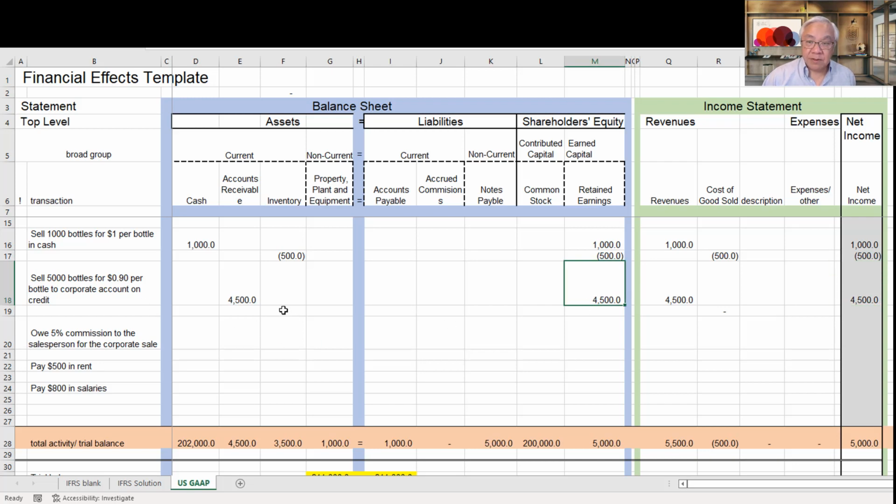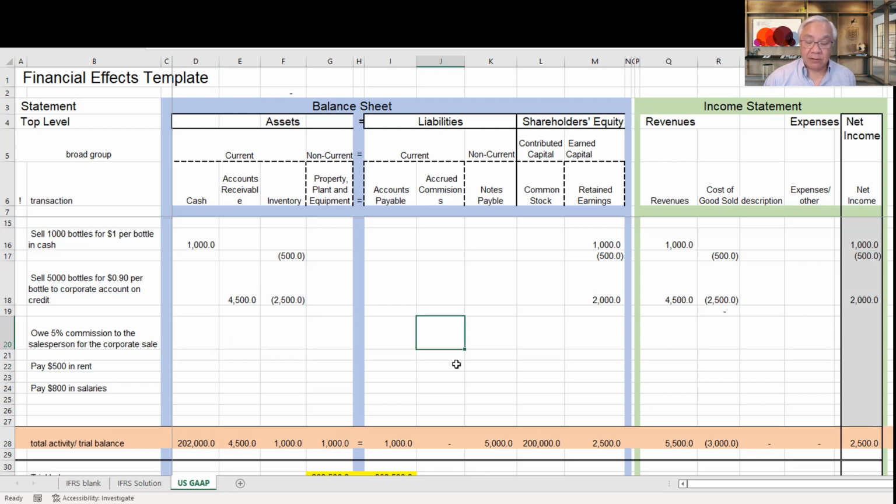But we sold some lemonade, so we have to take out the cost. The 5,000 bottles cost us 50 cents each, so that's $2,500. And so here it costs us $2,500. So now we're back okay. Are we in balance? Yeah, the net of this is 2,000, and the net of change in retained earnings is 2,000, which is comprised of the revenue minus cost of goods sold, right? So that's that. Next is we owe 5% commission to a salesperson who got us that corporate account. Okay, thank you very much.